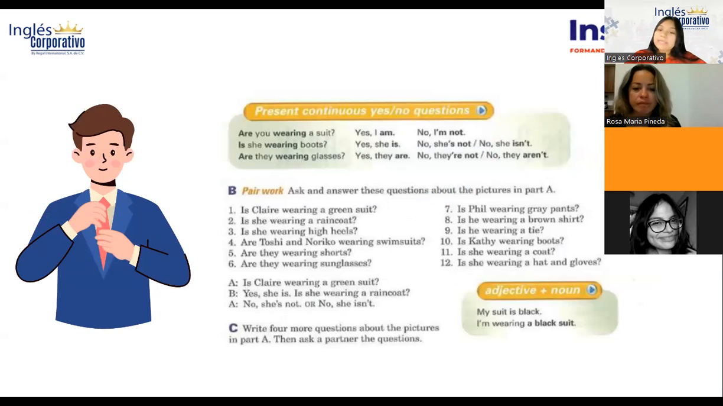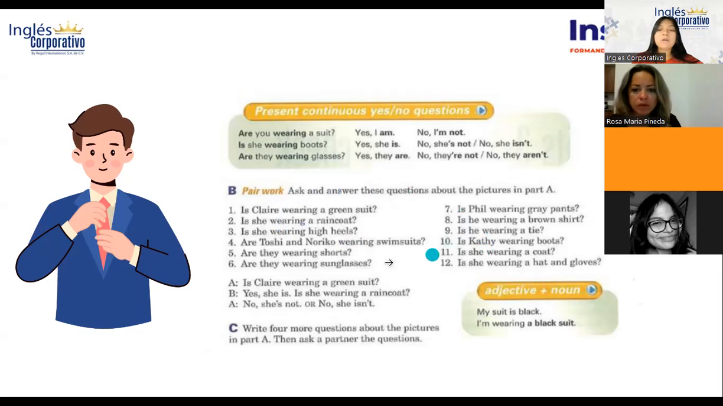guys, la mayor parte de tiempo cuando se le pregunta así, mire todas estas preguntas, a estas preguntas se le conocen como preguntas cerradas. ¿Yes? Porque es sí o no. Lo mismo que nosotros tenemos en español, las preguntas cerradas y las preguntas abiertas. So, in English is the same. En inglés es lo mismo. ¿Cuáles son las preguntas abiertas? Las que nos preguntan con las WH questions.